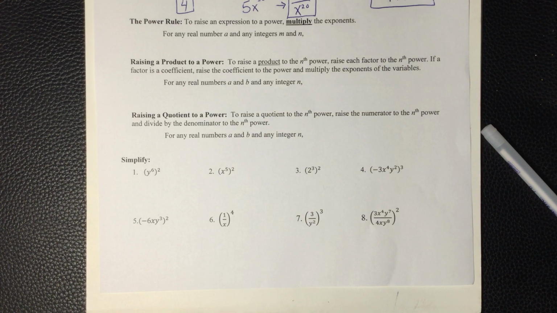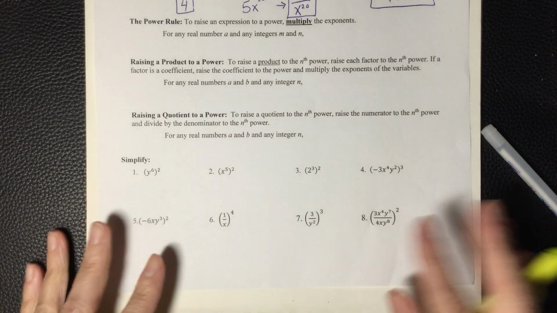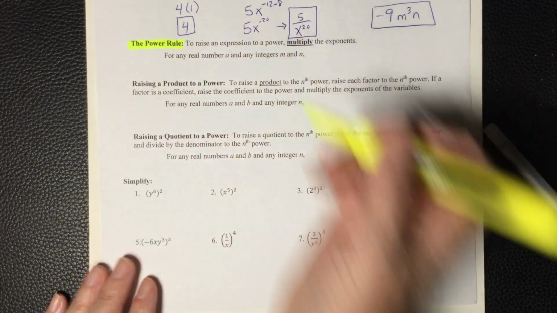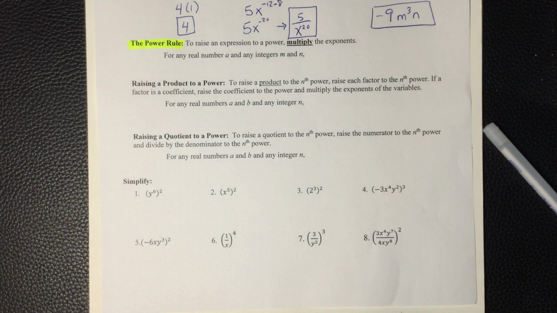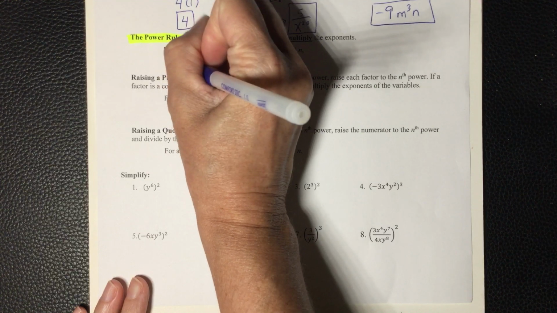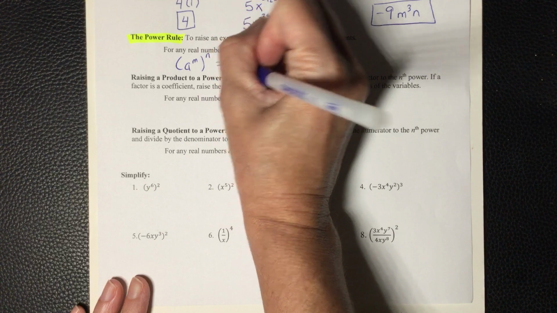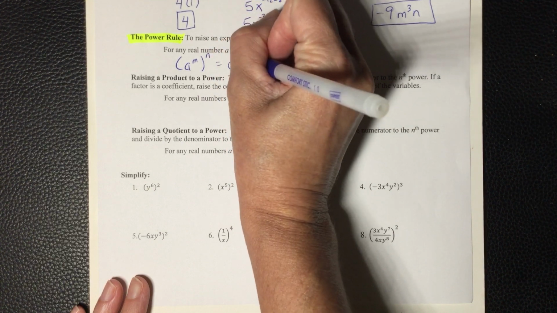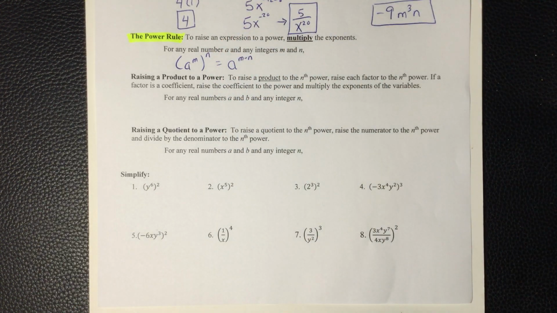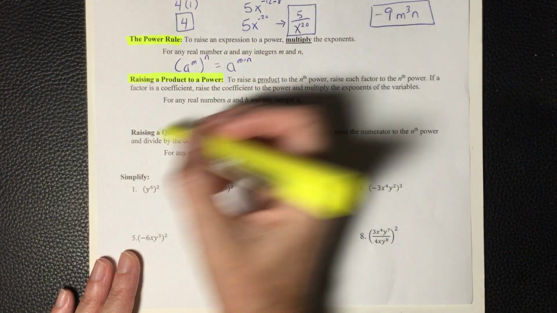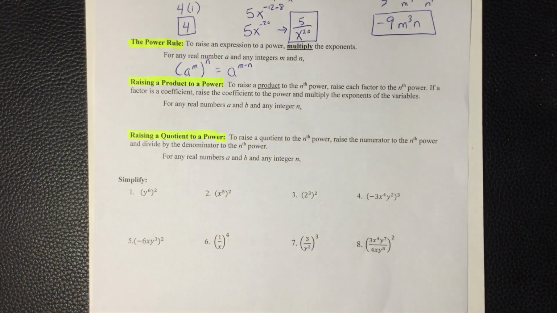The last exponent rule that we're going to talk about is called the power rule. And this deals with raising a power to a power. So for example, if I have a to the m all raised to the n, I take those exponents and I multiply them together. Now there are some extensions to this rule. We've got raising a product to a power and raising a quotient to a power.